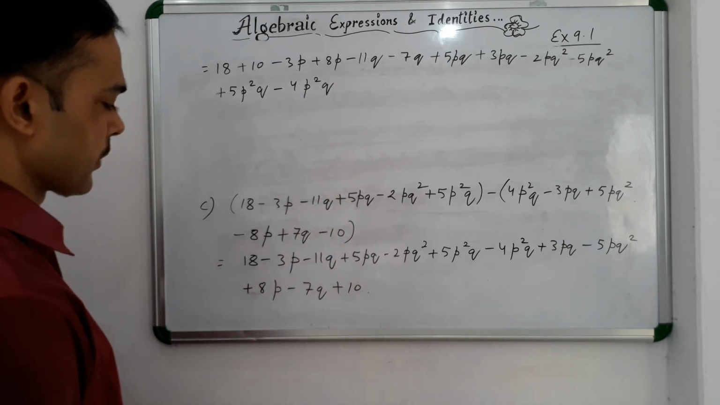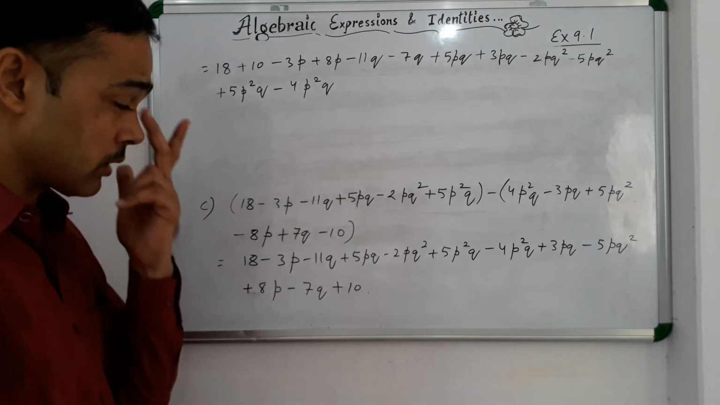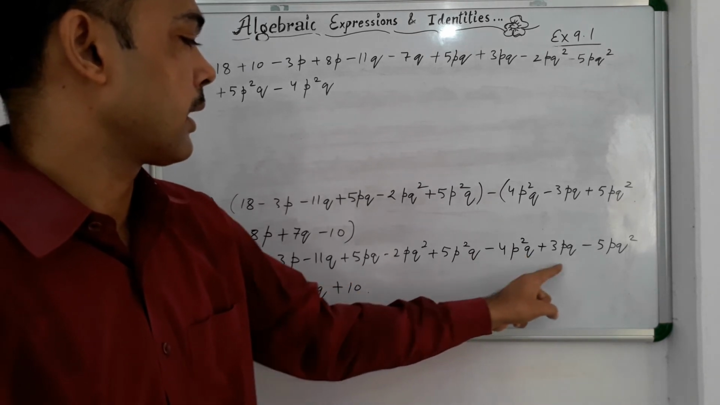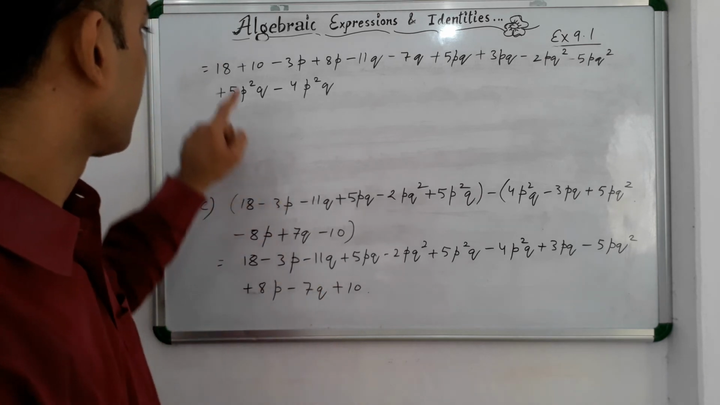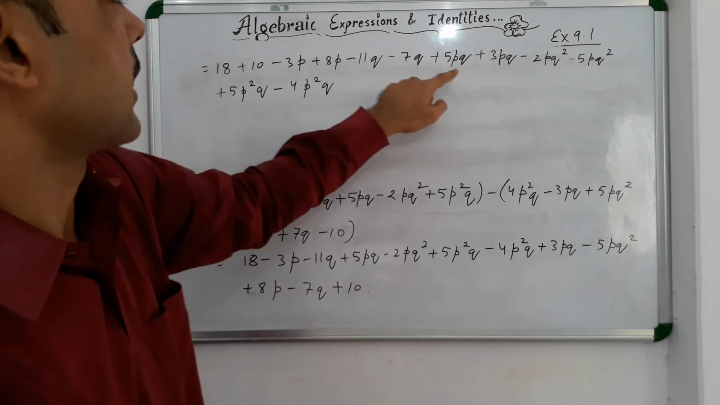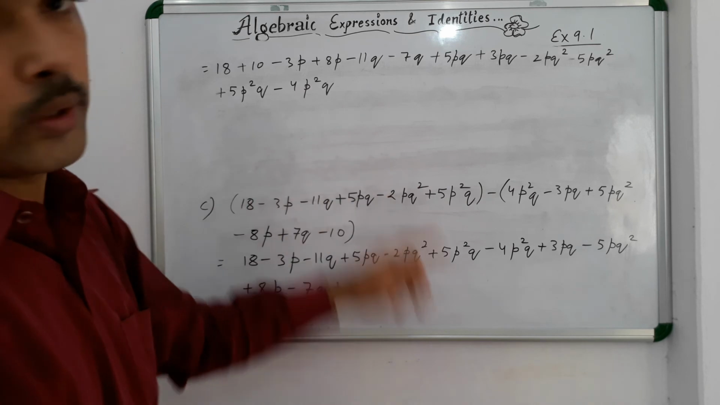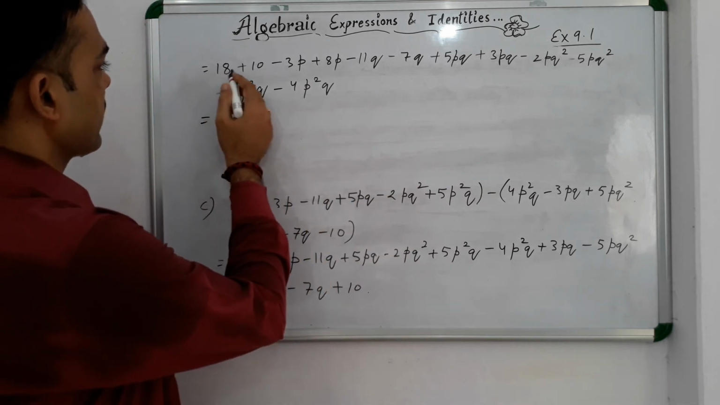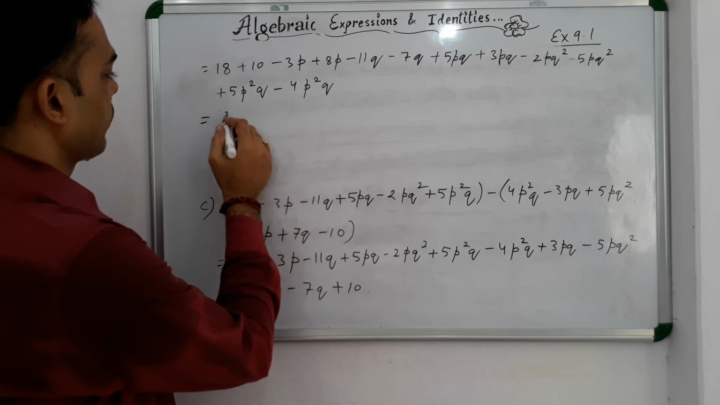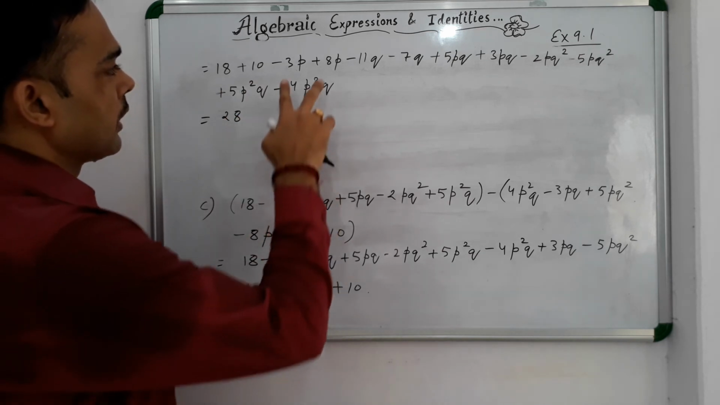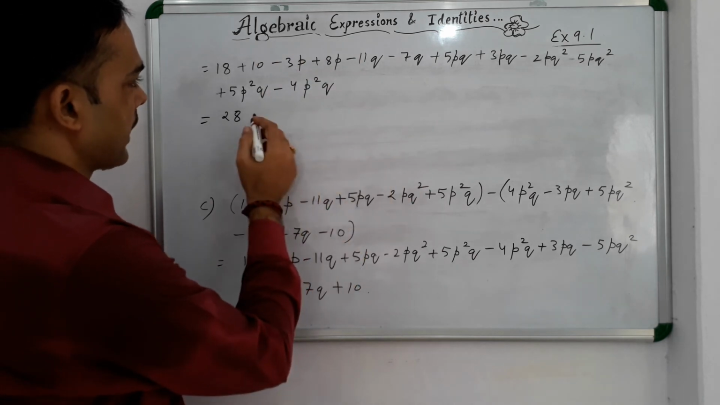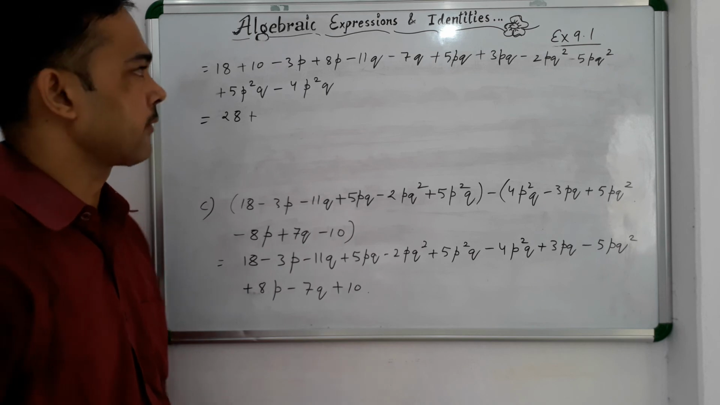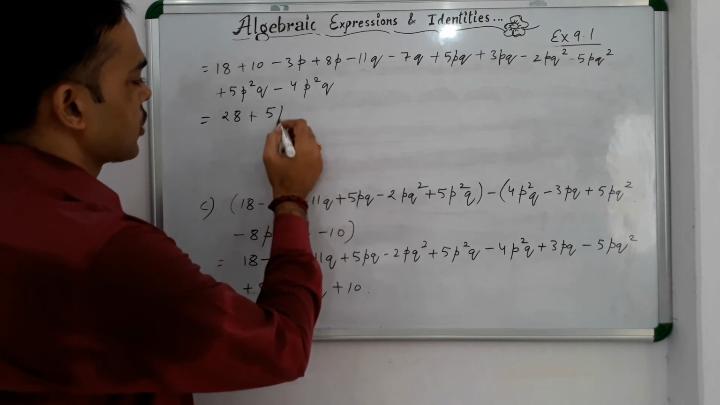And then now let us check whether we have written all the terms or not. 1 2 3 4 5 6 7 8 9 10 11 12. 1 2 3 4 5 6 7 8 9 10 11 12. So all the terms are written. Now let's add or subtract. See, 18 plus 10 will be 28. They both are having different signs, so they will be subtracted. And since 8 is having greater absolute value, the sign will be positive. 8 minus 3 is 5, so it will be plus 5p.